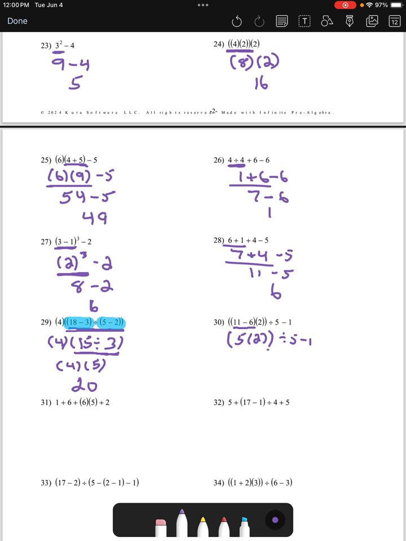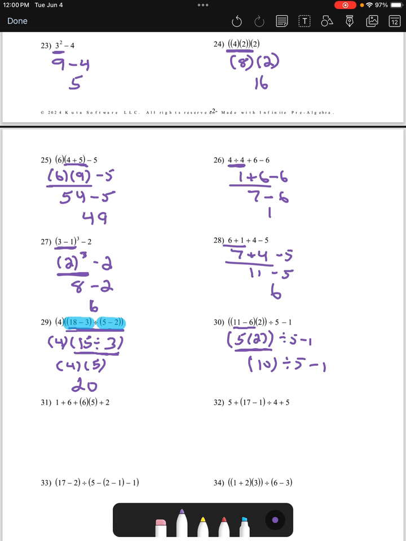Now we have a set of parentheses that has multiplication inside of it. 5 times 2 is 10. And those parentheses around the 10 now don't really mean anything. They're not multiplicative because immediately after them I have a division symbol. They're just kind of a remnant from working through the problem, but they don't mean anything now.